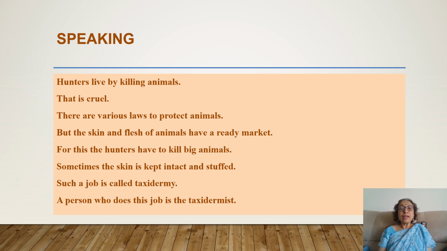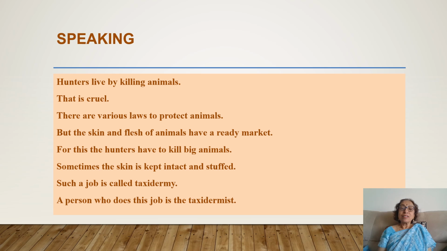You have various programs, like the tiger population in India, for instance, that is very important. You have so many places in Africa where you have huge national parks, and there you can go to see animals, but the animals need to be protected also. But the skin and flesh of animals have a ready market. Many people are very greedy.